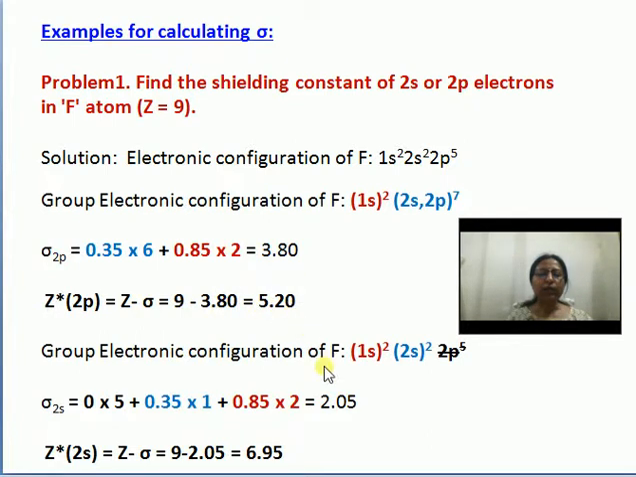Now if we want to calculate the sigma value on one of these 2s electrons, what we will do is we will not take into consideration these 2p5 electrons.